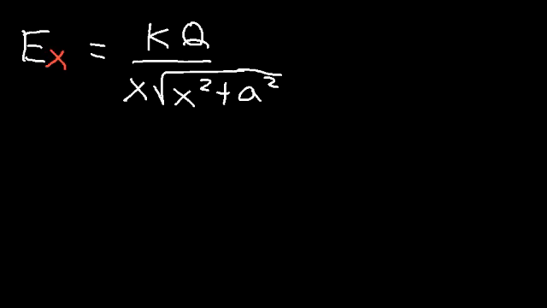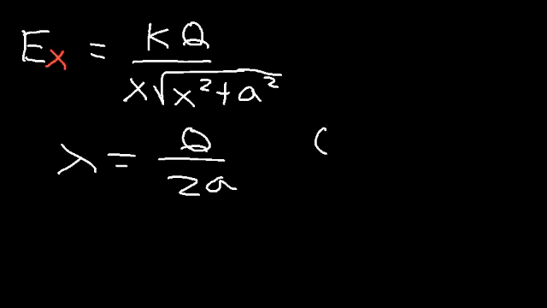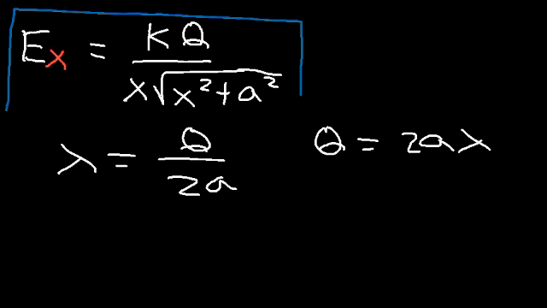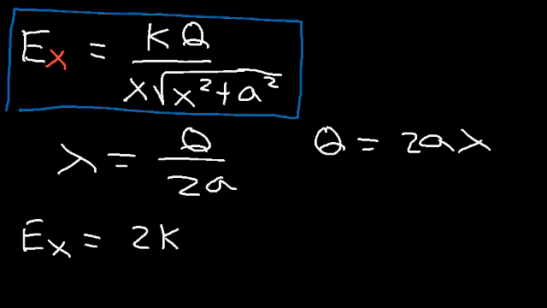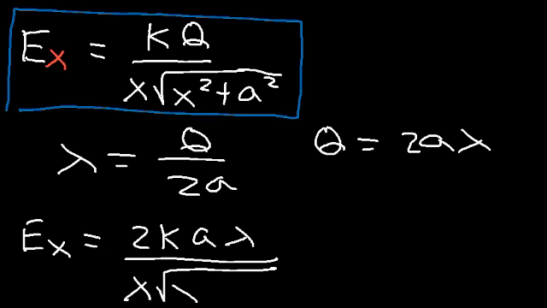And keep in mind that lambda is q divided by 2a, which means that q is 2a times lambda. So if you want to, you can write this equation in terms of lambda. So E sub x is also 2k times a times lambda divided by x square root x squared plus a squared. But we're going to use this equation more often, so just keep that in mind.